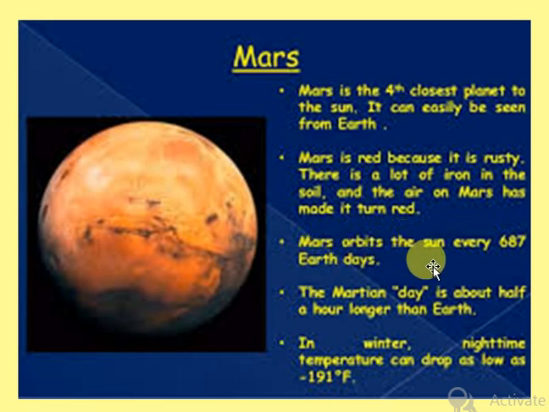Mars orbits the Sun every 687 Earth days. Its day is about half an hour longer than Earth's. And in winter, the night temperature can drop as low as minus 191 degrees Fahrenheit. And there are two natural satellites, moons you can say, of Mars.